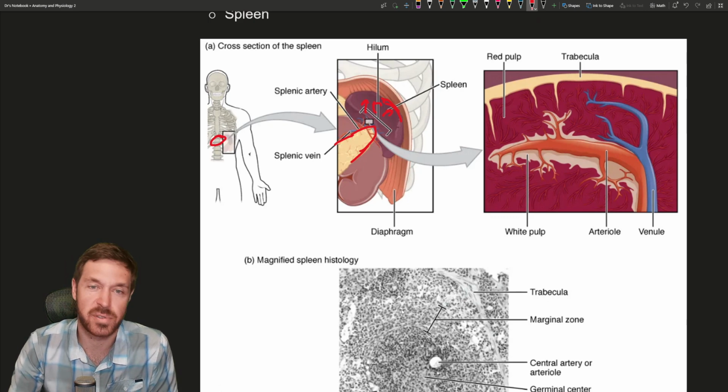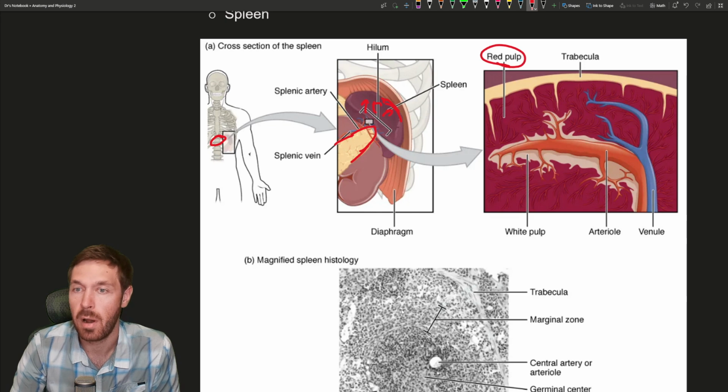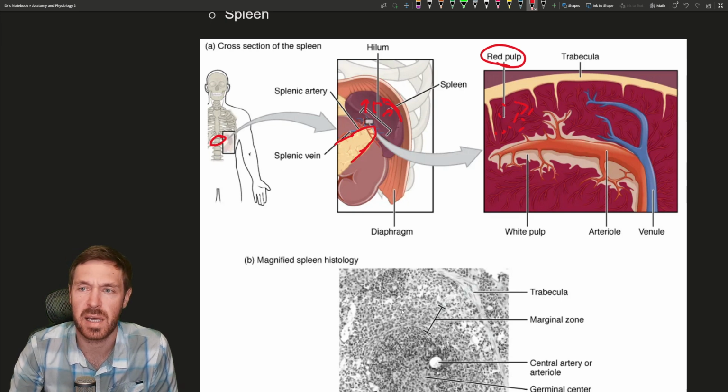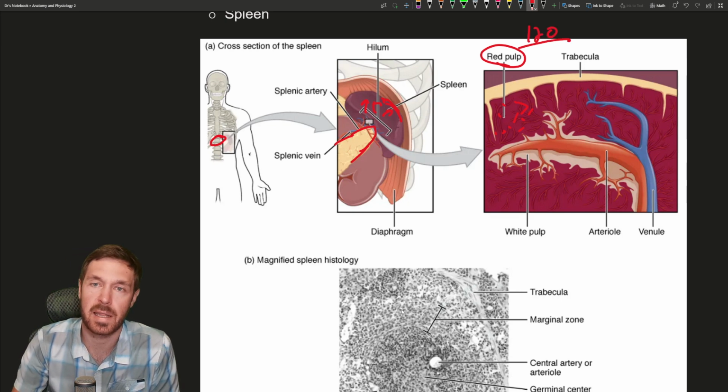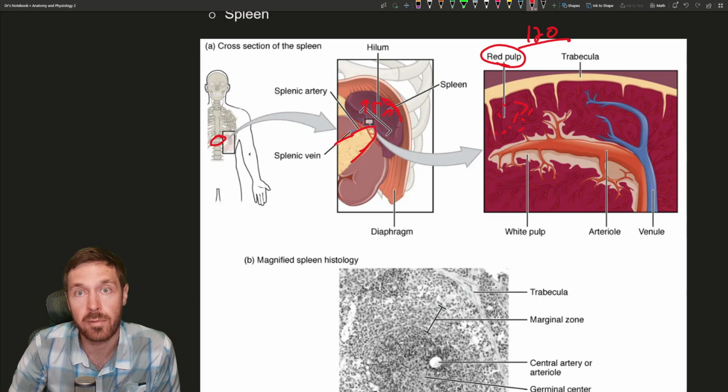Looking at this more then, there's 2 types of pulps that we say in the spleen. There's red pulp. Red pulp is processing blood. So breaking down red blood cells, making sure your red blood cells are healthy. Red blood cells last about 120 days. I forgot to say that in the last video. Your other formed elements have a very short life of only a couple days.